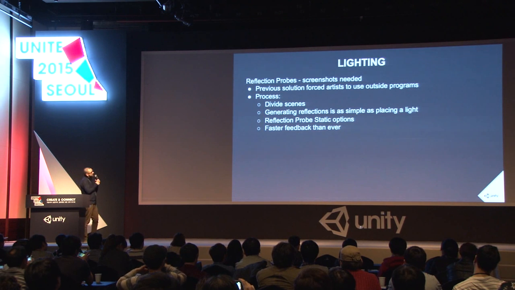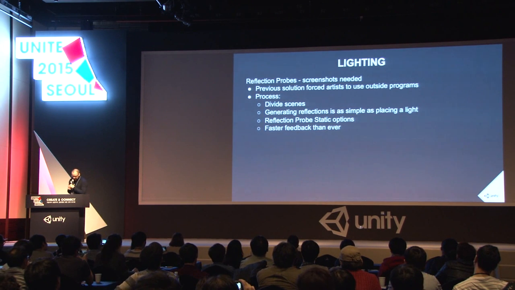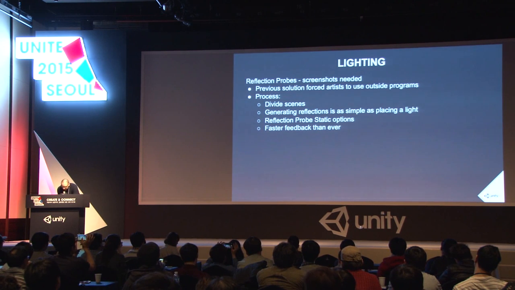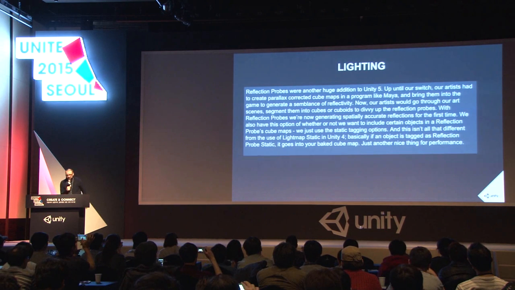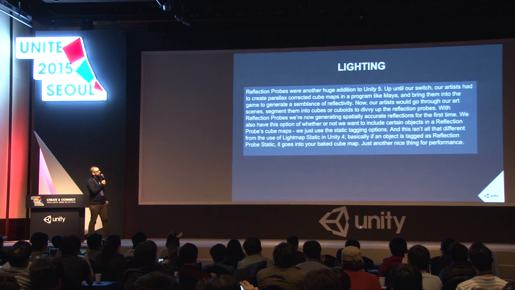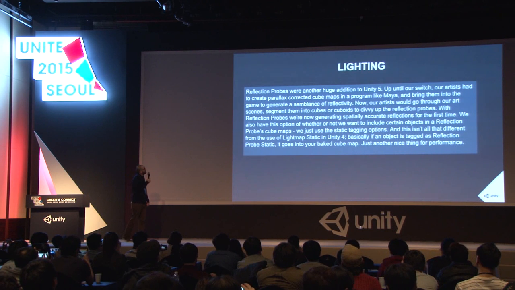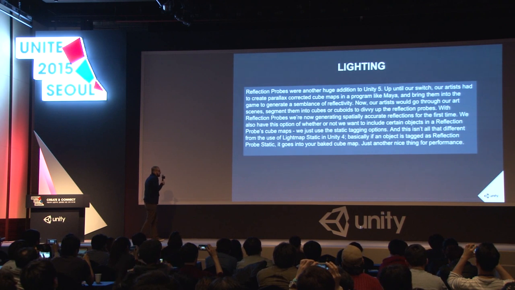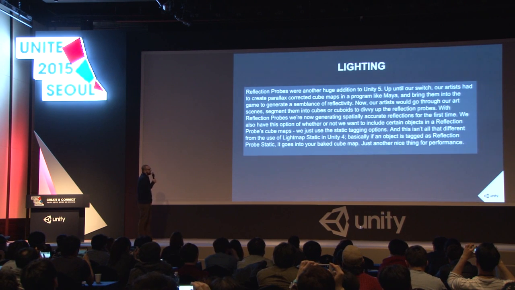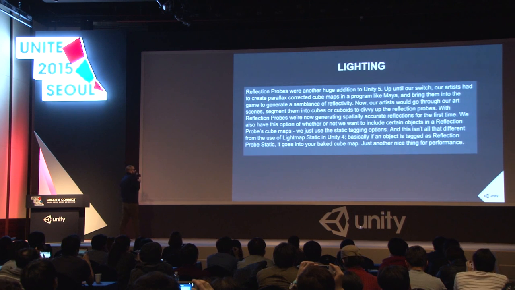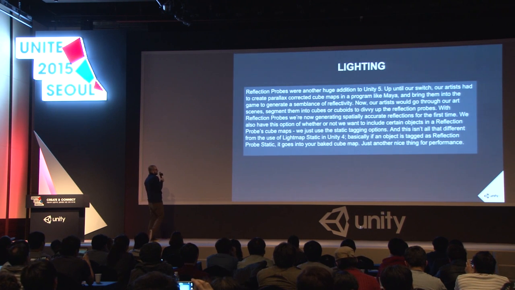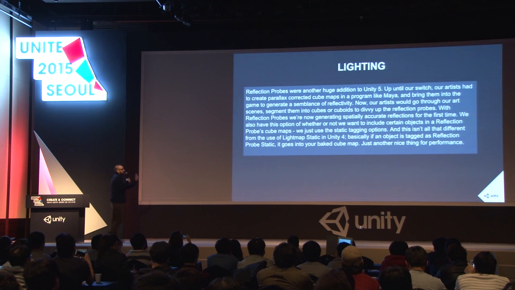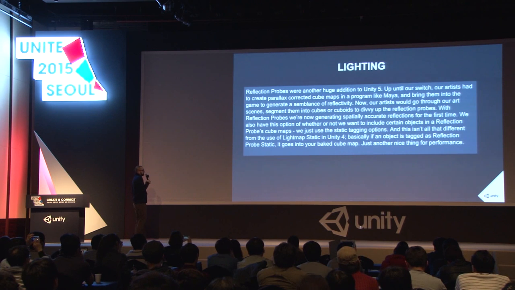All right, so we can talk a little bit about reflection probes. And here we go for another wall of English text. I think it's more fun to read along. So our artists had to create a parallax corrected cube map in a program like Maya and bring them into the game to generate a semblance of reflectivity. Now our artists would go through our art scenes and segment them into cubes and cuboids to divvy up those reflection probes.